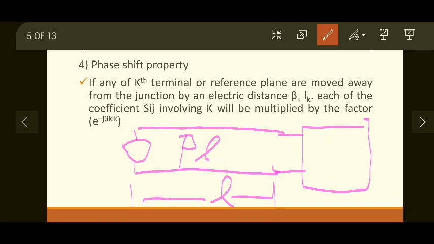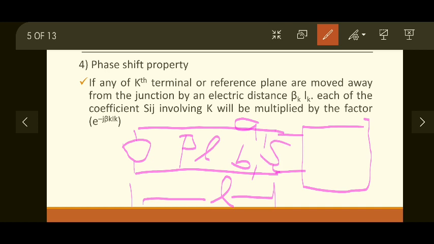So if we move away by electrical distance beta L, then the S terms or scattering parameters which are involved for this particular side of a network should be multiplied by the factor e raised to minus j beta k lk. K is the port which is in consideration. Now, which parameters are associated with this one? This is A1 and this is B1.